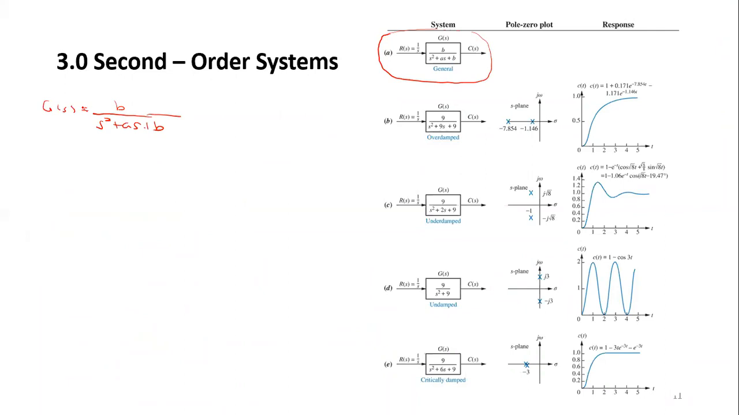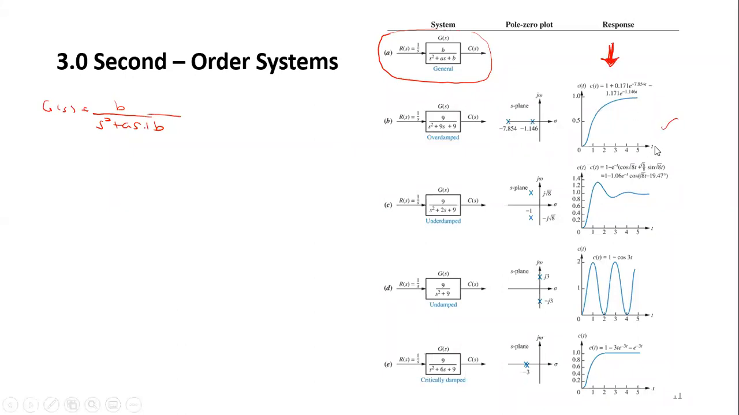So, in second order systems, there are four kinds of response that you should expect. The first one is the overdamped response. We look at the graph first.